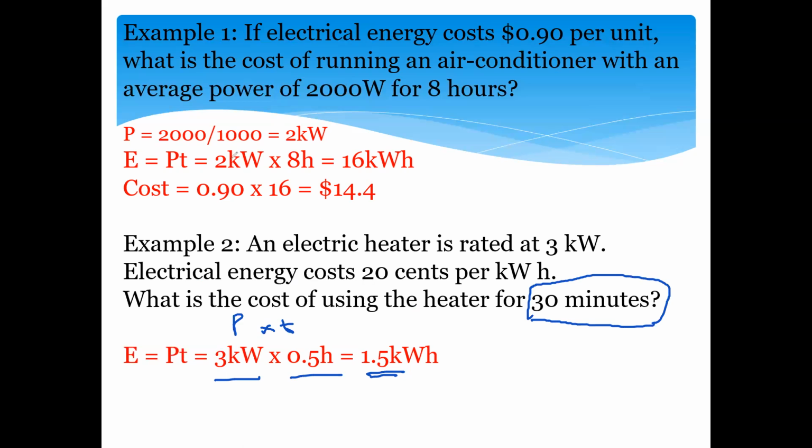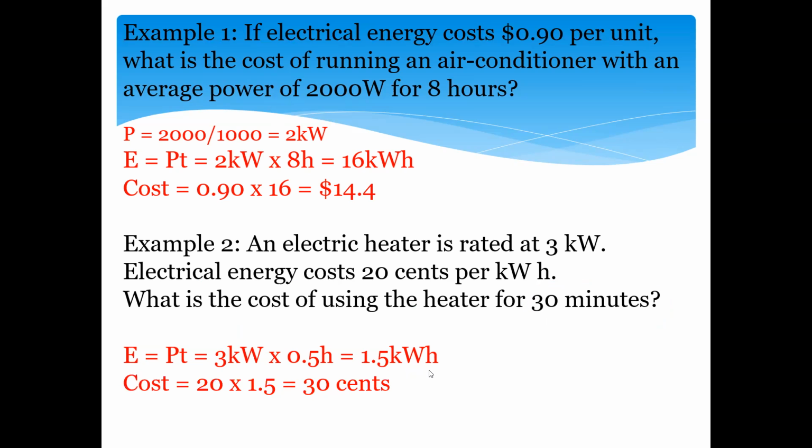That's the energy we use. And then we multiply it by the cost of 1 unit. According to the question, the cost of 1 unit is 20 cents. So 20 cents multiplied by 1.5 equals 30 cents. So using this heater for 30 minutes will cost you 30 cents.